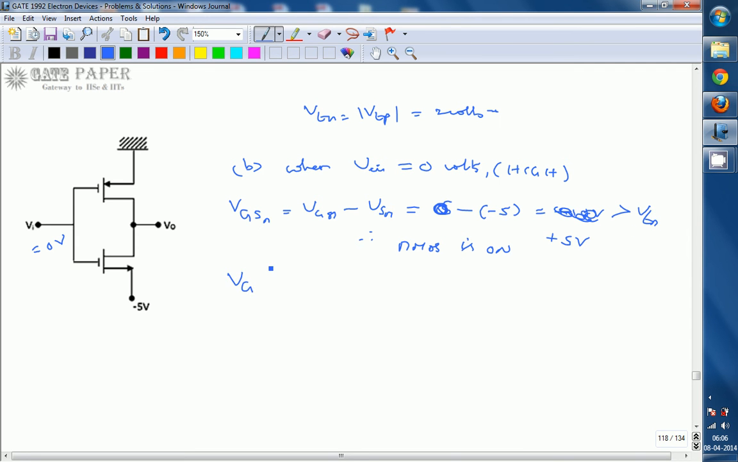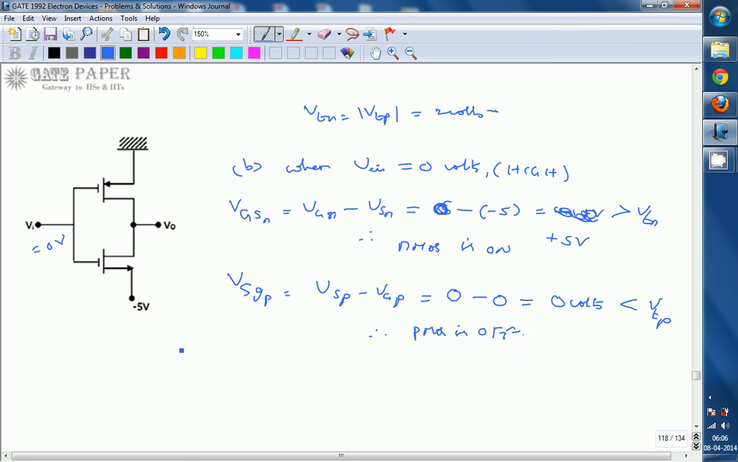Similarly, VSGP is VSP minus VGP. The source of PMOS is connected to 0 volts, and the gate of PMOS is also connected to 0 volts. So what you will get is 0 volts, which is less than VTP. VTP is 2 volts, VSG is 0 volts. We are not applying a sufficient threshold voltage for the PMOS, which makes the PMOS be in the off condition.